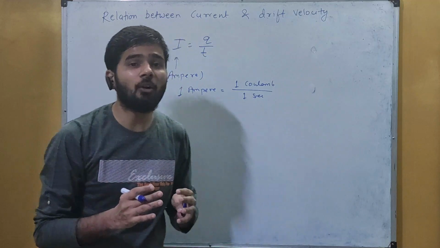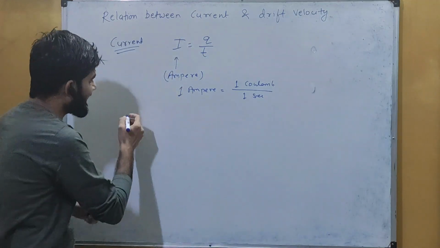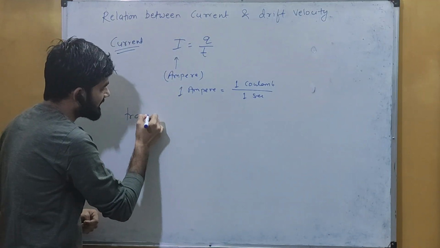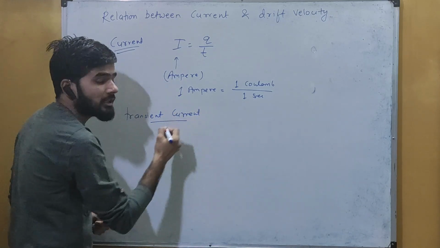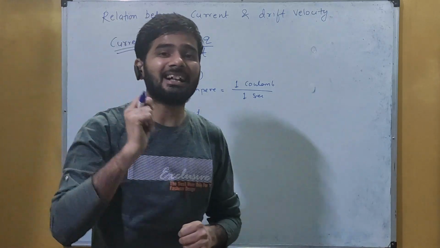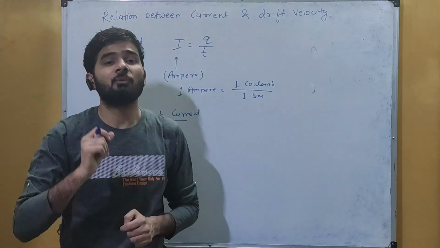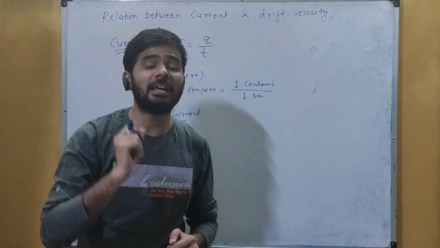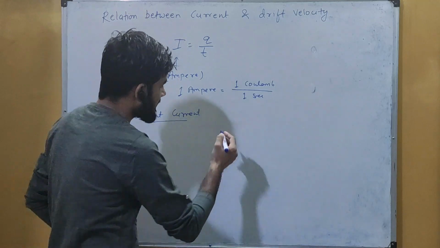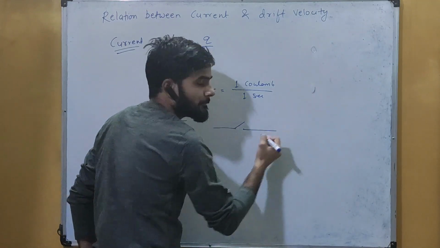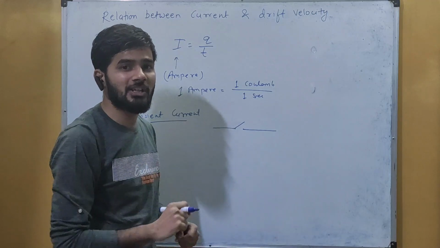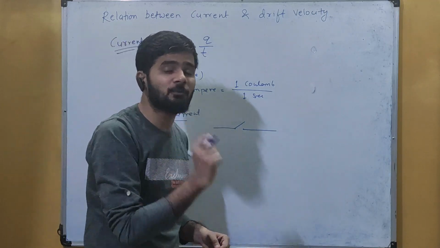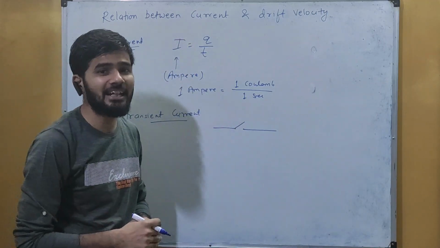Okay, now we have also a different type of current that is called transient current. Now what is this transient current? This transient current is a type of current which flows in a circuit for a very short duration. मतलब जब हमारे पास कोई भी एक switch होता है, so whenever we are turning on or off this switch, then at that time the current which flows in the circuit is called the transient current.